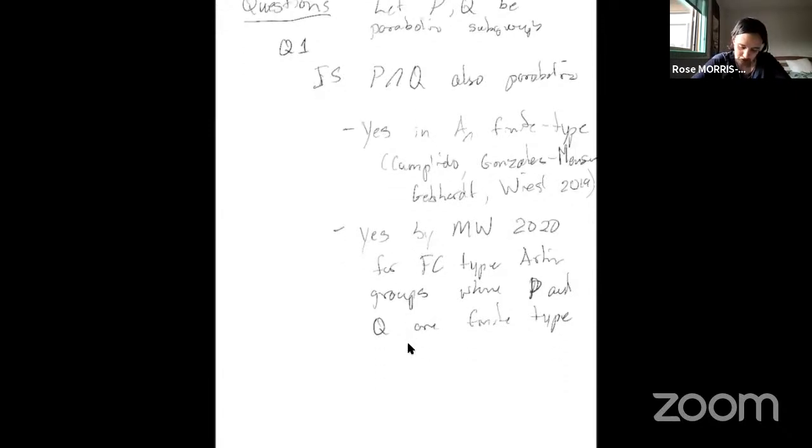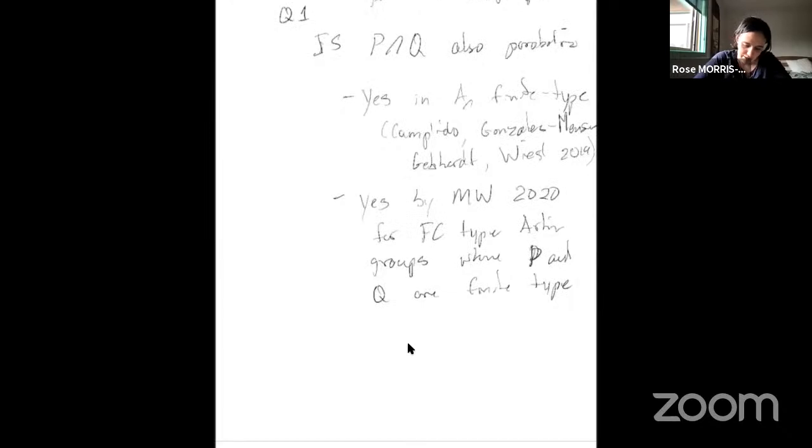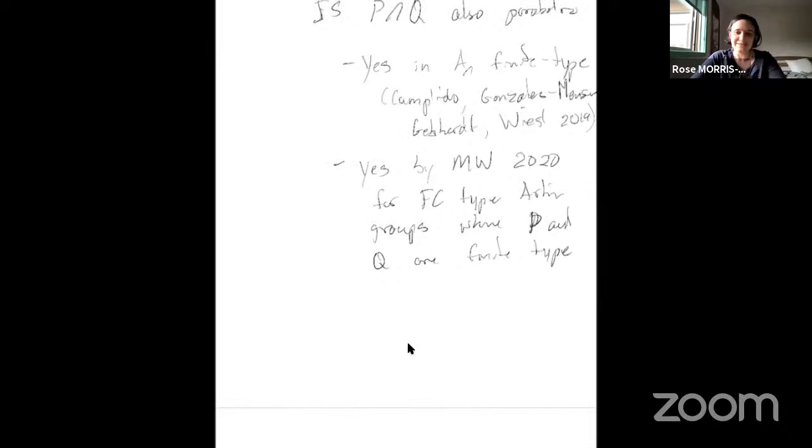To talk about a good use of the Garside structure, this paper by Cumplido, Gonzalez-Meneses, Gebhardt, and Wiest is like 20 pages long, just technical stuff about the Garside structure. And this is their main result that they get. So the point is this seems like a simple question, but it's actually not.